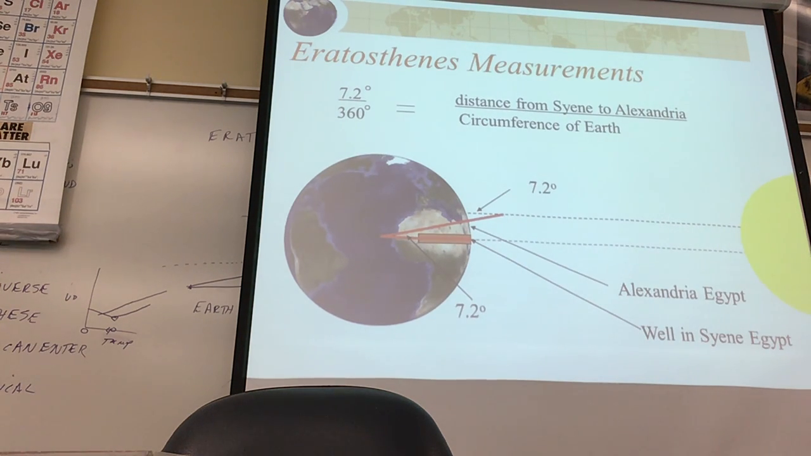This is exactly what Eratosthenes did. Once he measured the sun angle at 7.2 degrees, he knew that was equal to the angle in the center of the Earth. Comparing 7.2 degrees to 360 degrees was proportionally equal to the distance between Syene and Alexandria compared to the circumference of the whole planet.